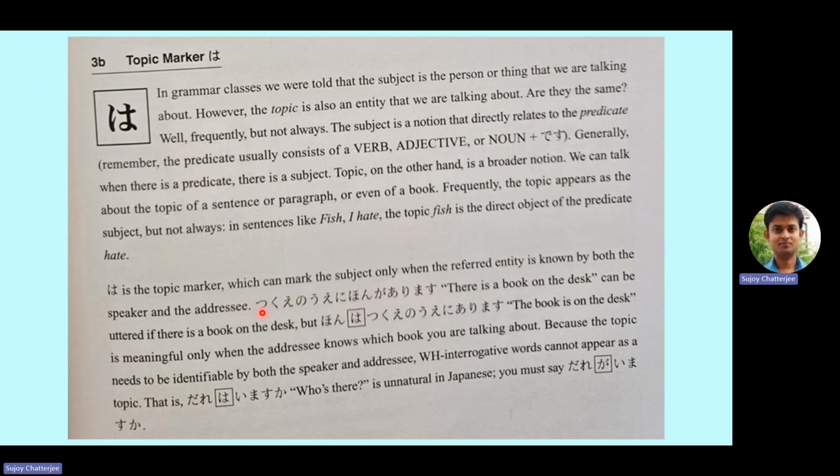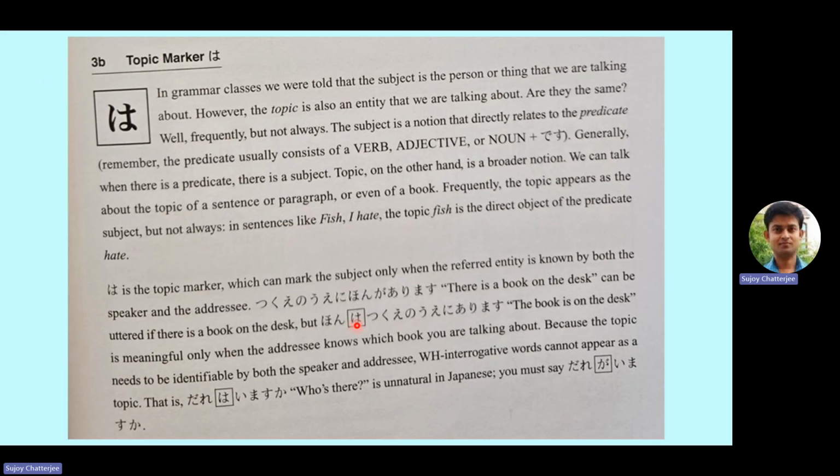So in the first sentence, the topic is tsukue no ue, the subject is hon, arimasu is the verb, and that's why it follows the ga particle. And in the second sentence, hon wa tsukue no ue ni arimasu, here hon is the topic of the sentence, because we are starting with the book and we are talking about a particular book. So that's why it is followed by the wa particle.